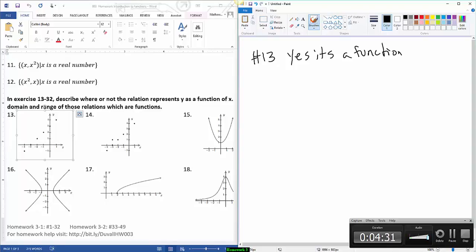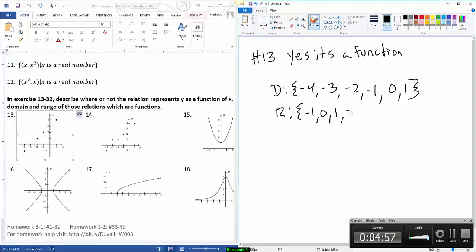And so my domain is going to be all the x values: -4, -3, -2, -1, 0, and 1. My range is going to be all the y values. So here's my first y value. I know it's different looking at it sideways like that, but -1, 0, 1, 2, 3, and 4.